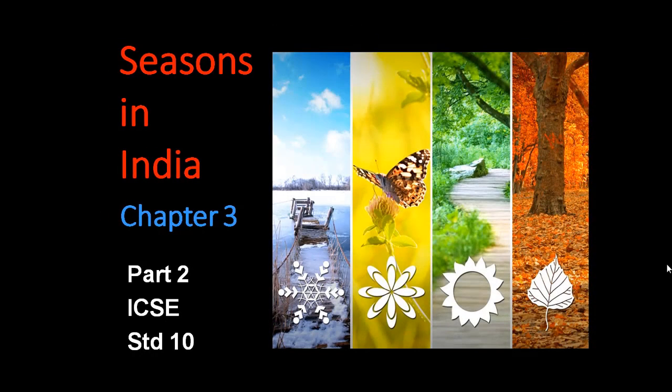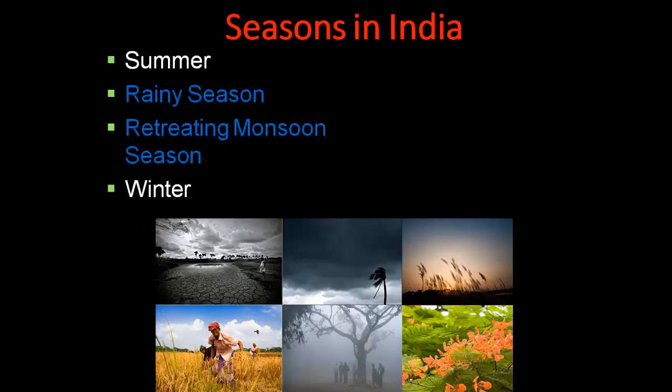Today's session is on Seasons in India, Chapter 3, Part 2, ICSE Standard 10. In this topic we'll learn about different seasons that prevail over the Indian subcontinent. Generally you know that there are 4 seasons in India: summer, winter, autumn and spring. There are also 2 more seasons connected with the summer and winter seasons. The rainy season is a part of the summer season and the retreating monsoon is a part of the winter season.